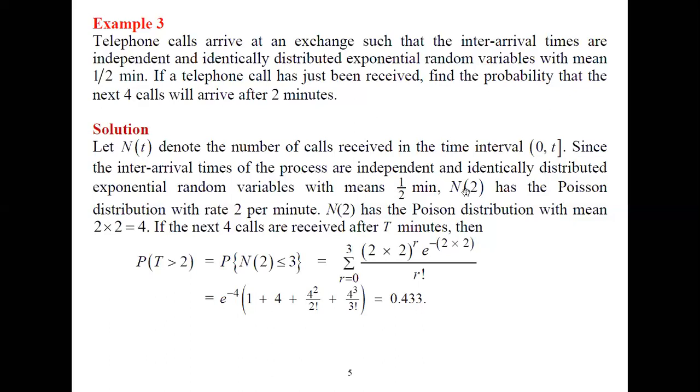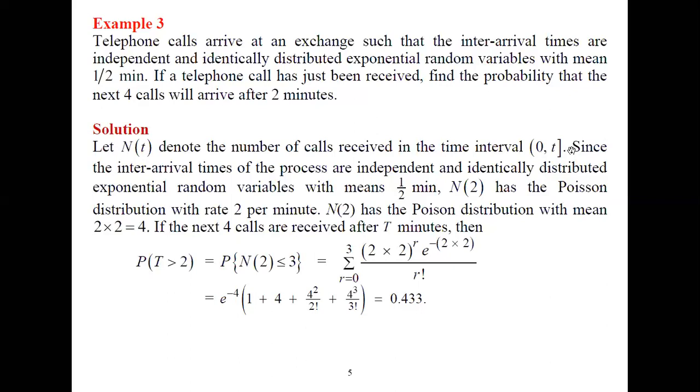That's the number of telephone calls within the time interval 0 to 2 minutes. That's N2. N2 means the number of telephone calls between the time interval 0 to 2. That's what I defined here. You see? So T here is 2. So N2 means the number of arrivals of calls at the telephone exchange between the time interval 0 to 2 minutes.